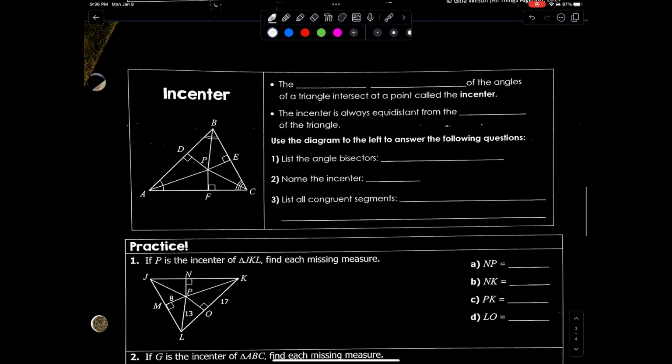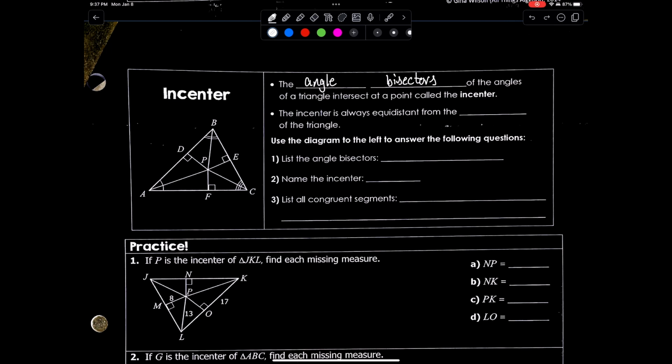Okay. Another one, the incenter. This is a different kind of center. Now we just dealt with a center that's made with perpendicular bisectors, something we learned yesterday. Now we're going to deal with the center that's made with the angle bisectors of a triangle, the thing we also learned yesterday. So the angle bisectors of the angles of a triangle intersect at a point, this point P, it is called the incenter.